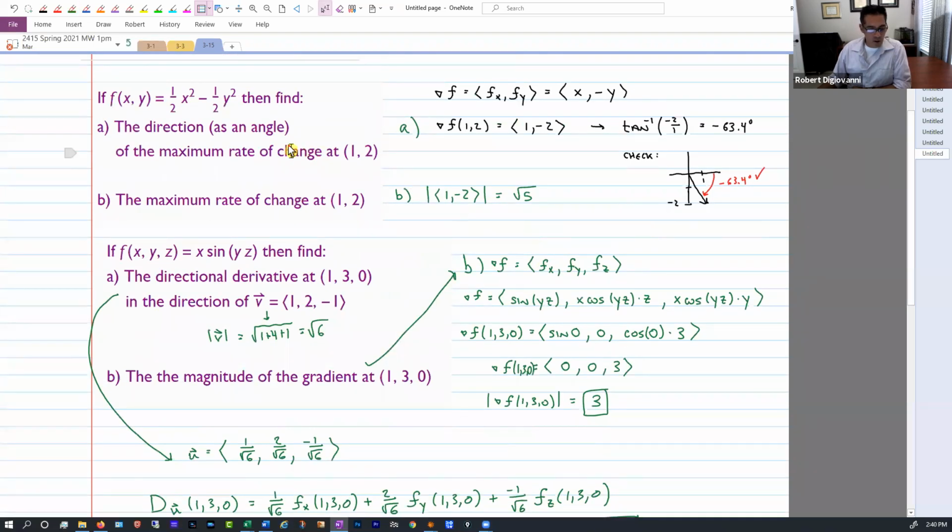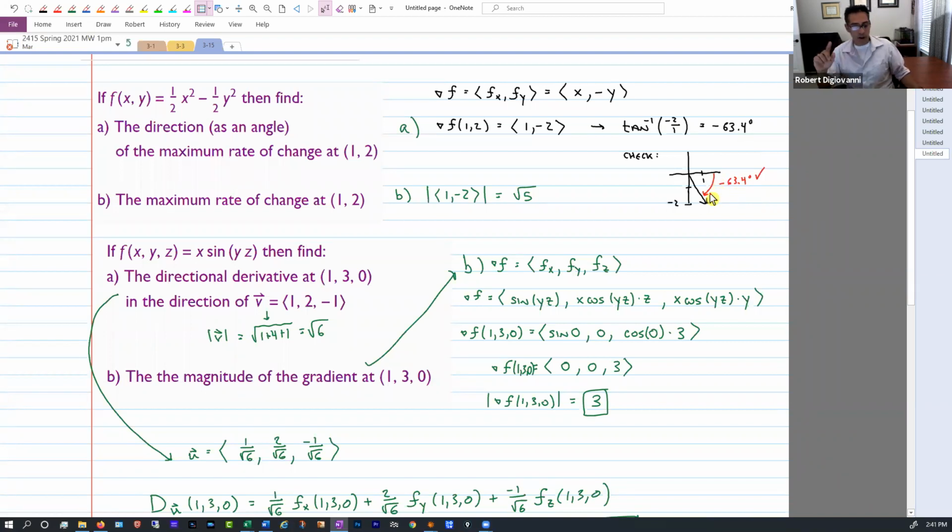So on the first one, the direction is an angle of the maximum rate of change. That means we need the direction of the gradient vector. So we take the gradient, which means we take the partials, then we plug in the point we're talking about, 1, 2, and we get this vector 1, -2. Then we just need to figure out where that is. I like to draw a picture: 1, -2 puts it in the fourth quadrant. When you do arctangent of this, you get -63.4 degrees, which matches.